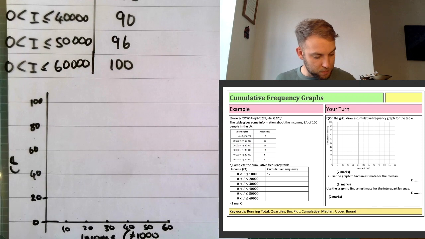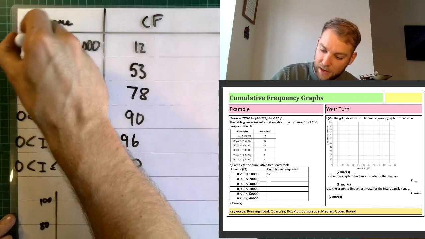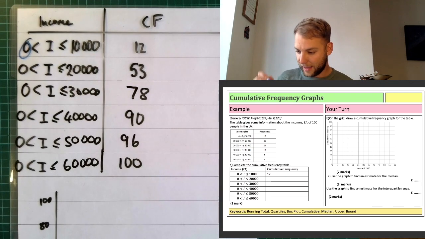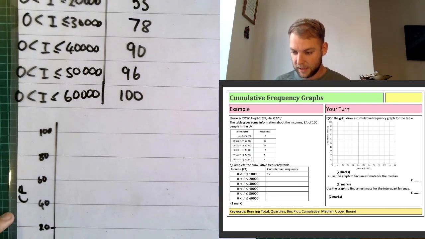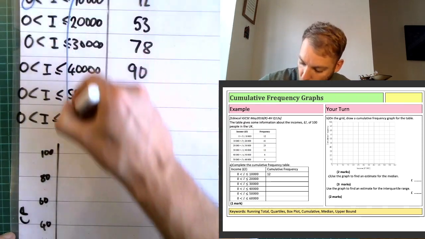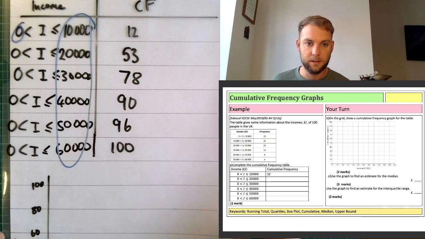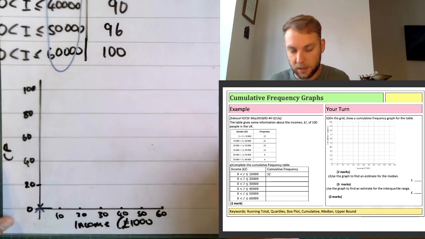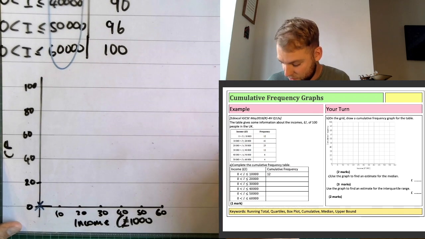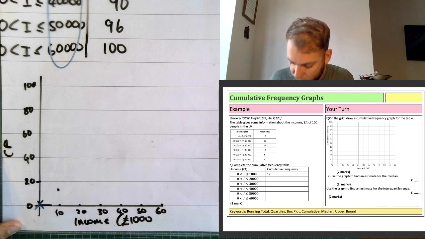Now, what's my very first one? Well, I'm starting from 0, and there's going to be nothing below that. So I'm going from 0, 0, which is there. And then, remember, it's from the upper bound, always from that upper bound, okay? So with this one here, the upper bound, the first one is going to be 10,012. So 10,012 is going to be there roughly.